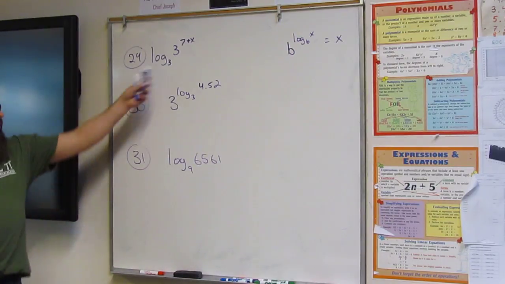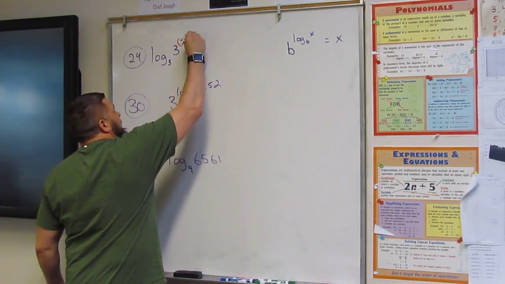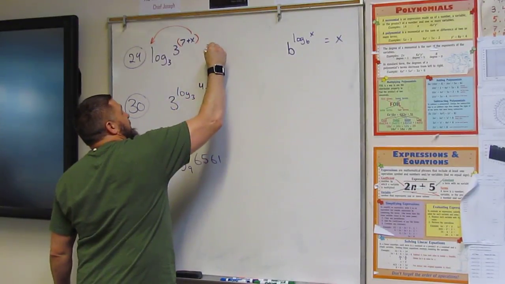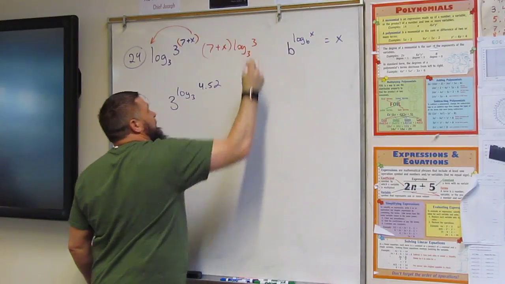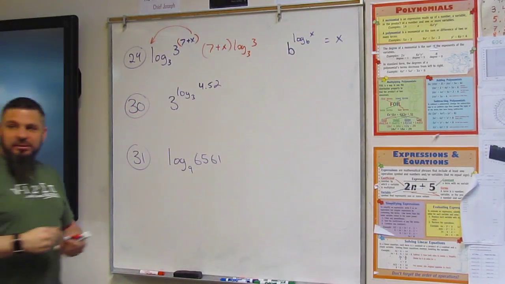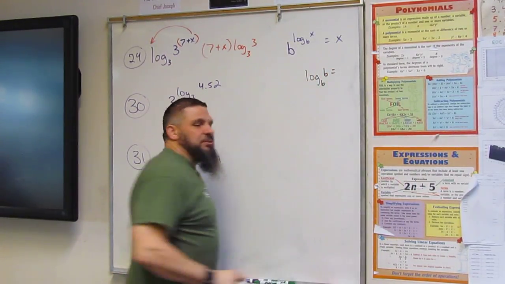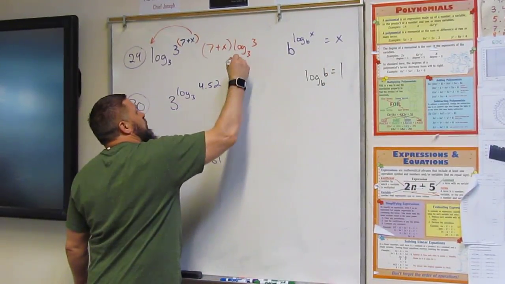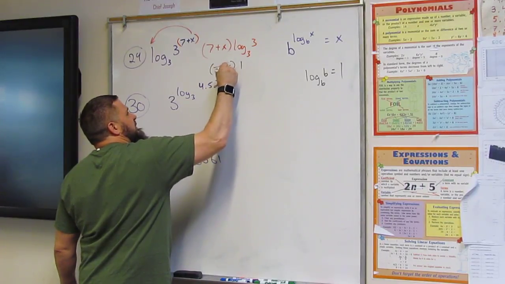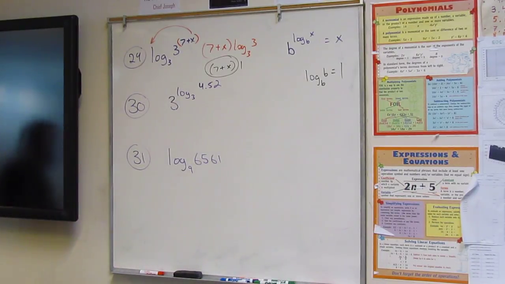All right. What are we doing? Bring it out. This goes out in front. So 7 plus x times log base 3 of 3. Do you remember that rule? What's the log base b of b equal to? 1. So this is just 1 times 7 plus x. Or in other words, 7 plus x.